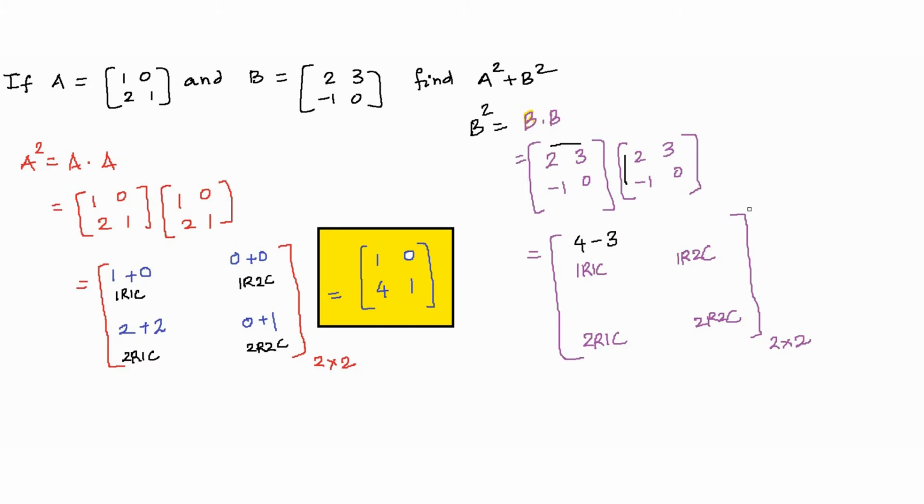Then if you were to find first row, second column, what it would mean is you take elements of the first row and multiply it with the second column. So 2 3s are 6 and 3 zeros are 0.